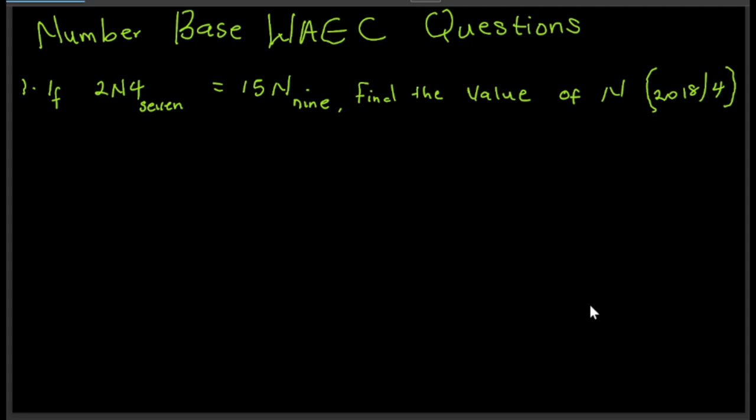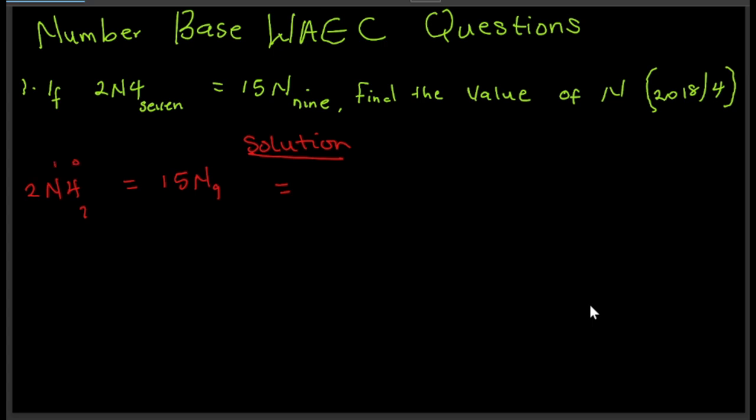The only way these two numbers can come to an agreement is when we convert them to base 10. So we're going to work with base 10 here. Here we have solutions. Okay, I'm going to write solutions. And we have 2n4 base 7 equals 15n base 9. Then working with this, let's convert them to base 10, which is decimal.